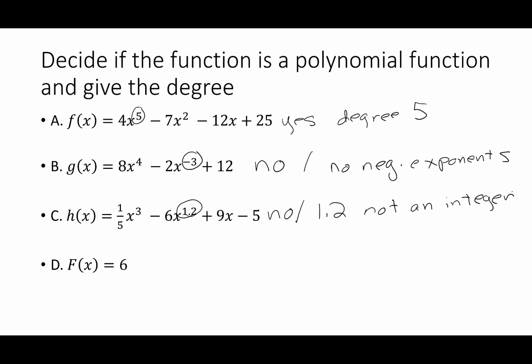And then our last one says f of x is 6. Now, there's nothing else there, but that's okay. This is a polynomial. What I want you to think about is this could be 6x to the 0, so our power or our degree of the polynomial would be 0. So constants are polynomial functions, they're just degree 0.